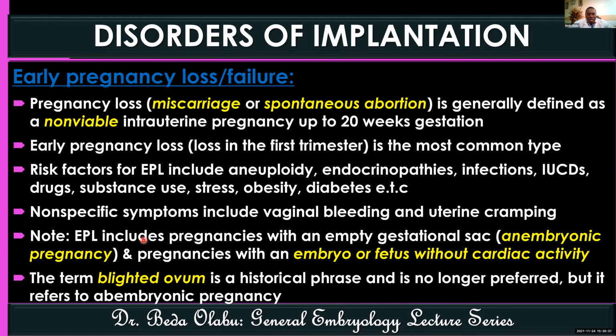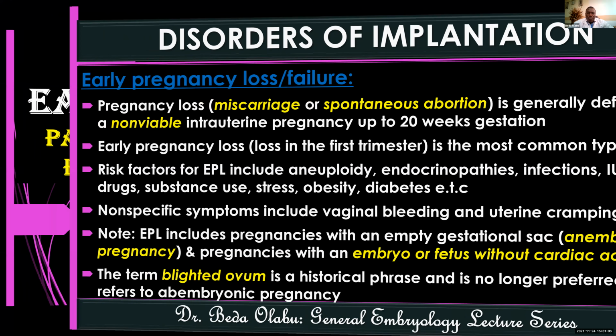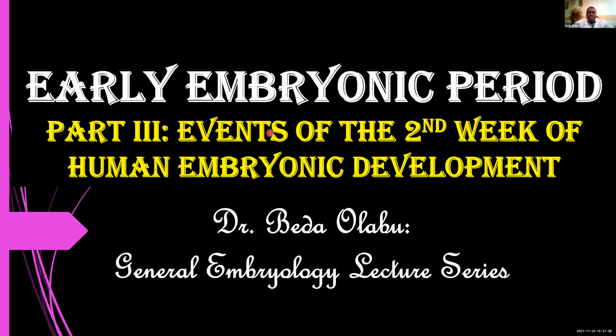There's a term that you may come across in your books. We call it blighted ovum. That term is a historical phrase, but it basically refers to anembryonic pregnancy. Pregnancy where the trophoblastic tissue is still there, but the inner cell mass is non-viable. And so that baby is not going to be proceeding. Great, these are the disorders of implantation. And so we will stop there.